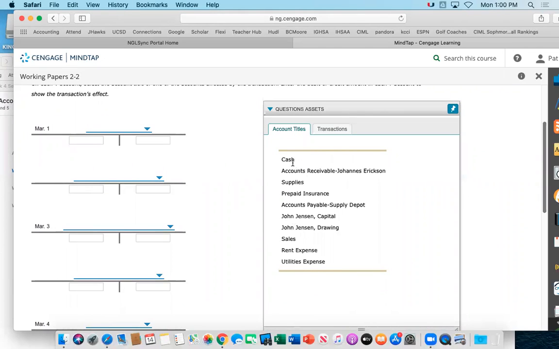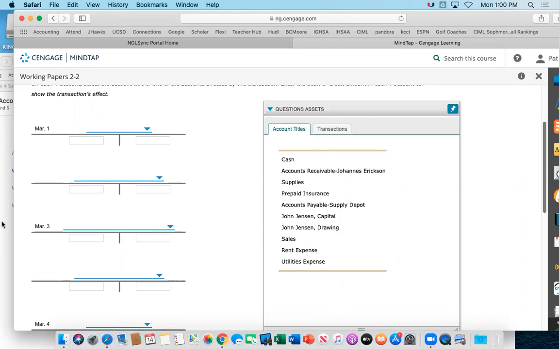Okay. Cash is an asset. Accounts receivable, supplies, prepaid insurance are assets. Accounts payable is a liability. Capital is capital. Drawing is the withdrawal. We're going to call it drawing. We haven't talked about it yet. We'll talk about it next time. Sales is going to be part of capital. Rent and utilities will be underneath owner's equity. But we're not going to talk about all those.